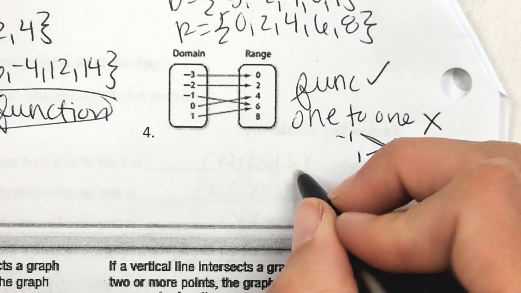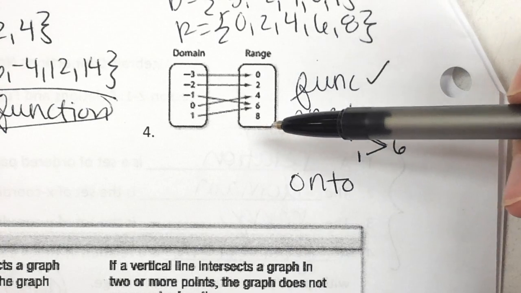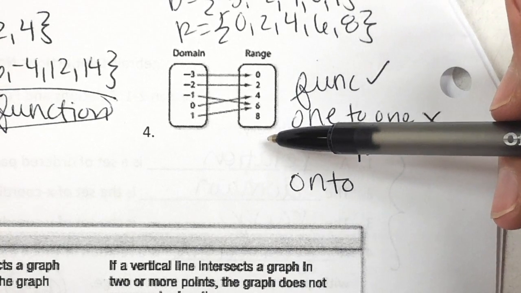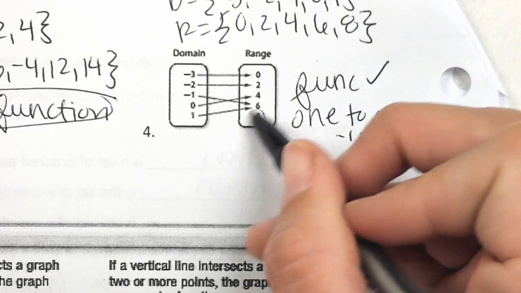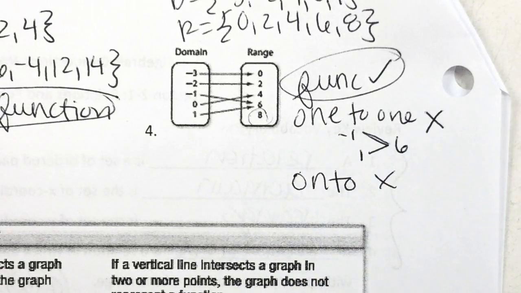Alright, onto just means that every value in the range has somewhere to go. Is that true in this case? No. Which one's left out? The 8 has nowhere to go, so this is not onto. So it's just a function, but it's not 1 to 1, and it's not onto.